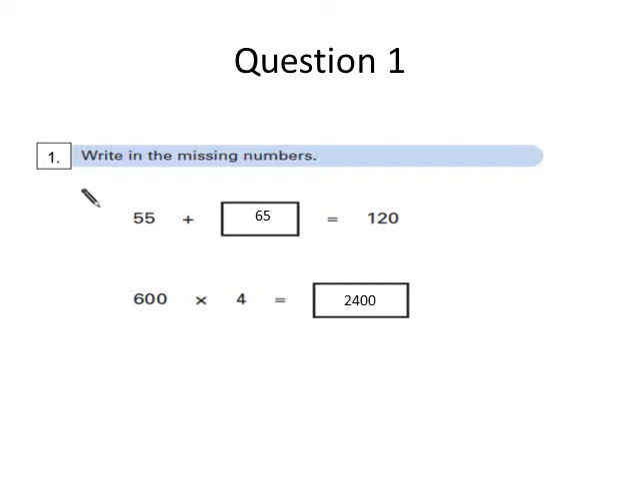And here for the other question, 600 times 4, I'm actually multiplying 6 times 4 only. 6 times 4 equals 24. And I'm adding the two zeros at the end. So the answer is 2400.